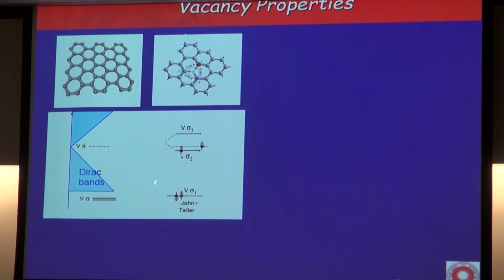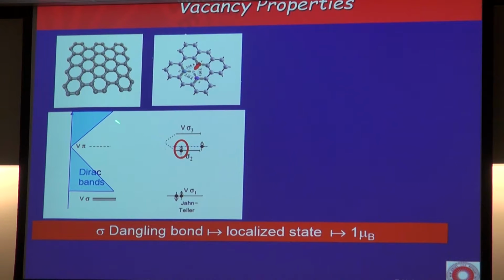So 2 of them go in a deep state here. So they're populated with up and down spins. 1 goes into this dangling bond. So you have a dangling sigma bond that has an electron. And the other one is a state that is sitting in the pi band. So this dangling bond state is a localized state. It's a tightly localized state, and it carries a spin of 1 Bohr magneton.